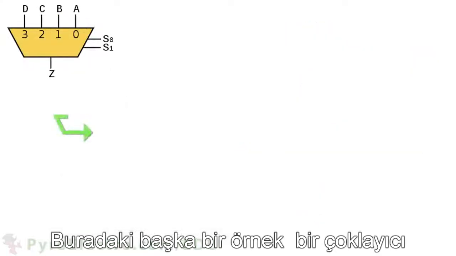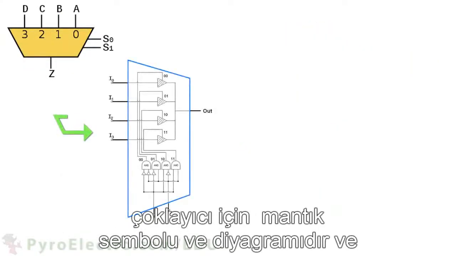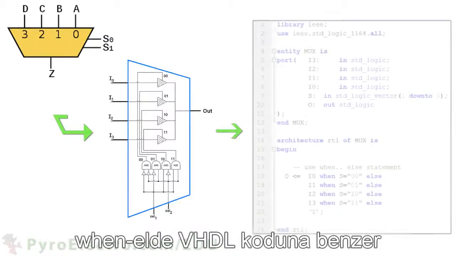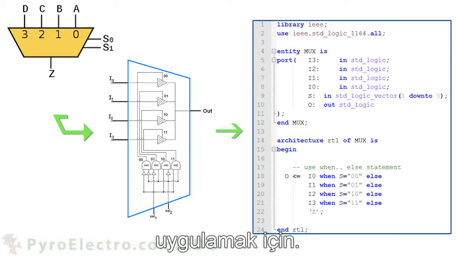As another example, here is the logic symbol and diagram for a multiplexer, and similar when-else VHDL code to implement it using combinatorial logic.